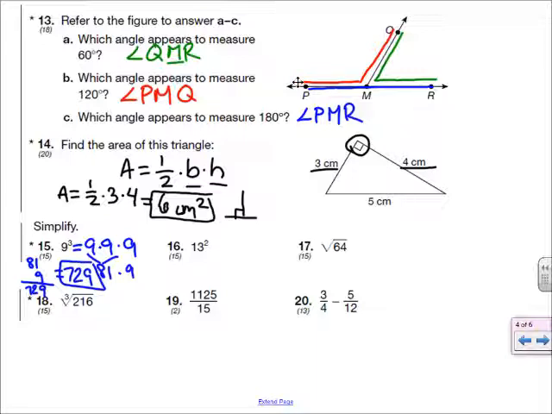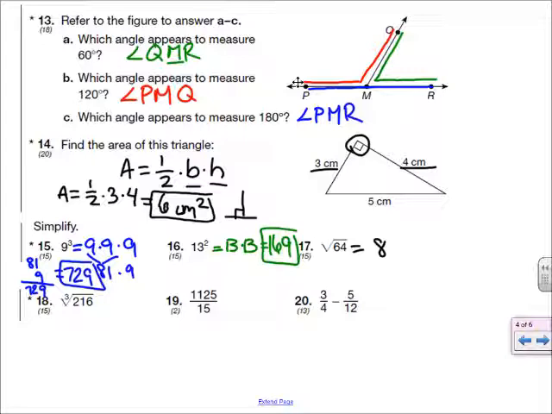Number 16, 13 squared means 13 times 13. You should just know things squared up to at least 13. 13 times 13 is 169. The square root of 64 asks the question, what number times itself equals 64? Well, I know that 8 times 8 equals 64, so the square root of 64 is 8.